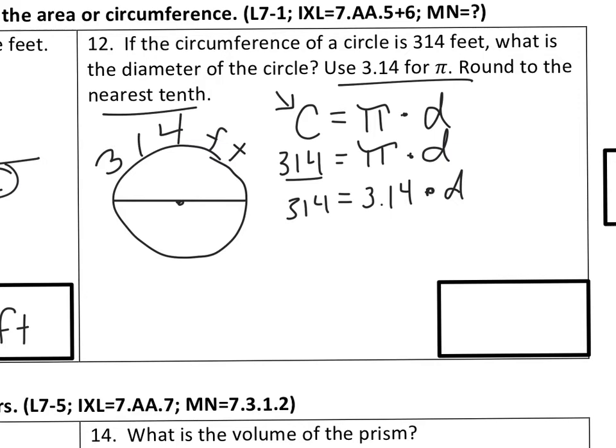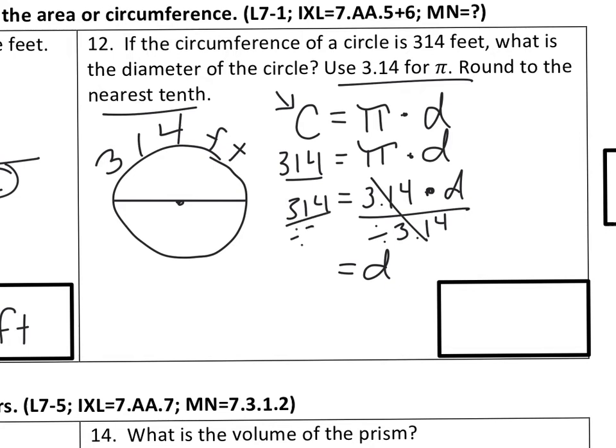Well, to undo multiplication, just like the other problem, we divide. So let's divide by 3.14 here. These two things will reduce to 1, or cancel, if that's the way you say it. 1 times d, you're just left with the d. And then of course, 314 over here, we're going to have to do the same thing.